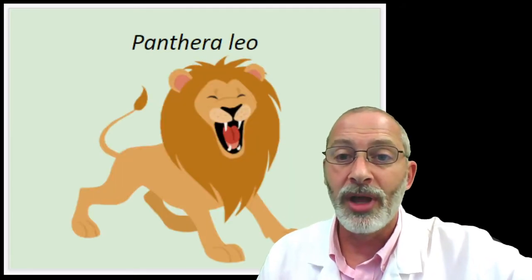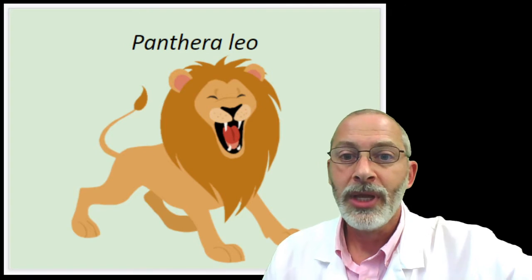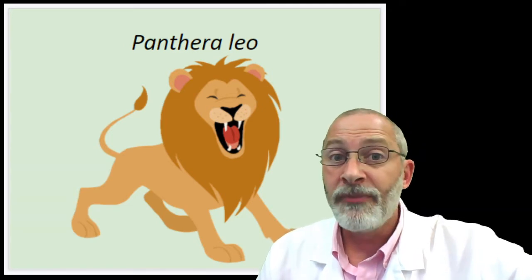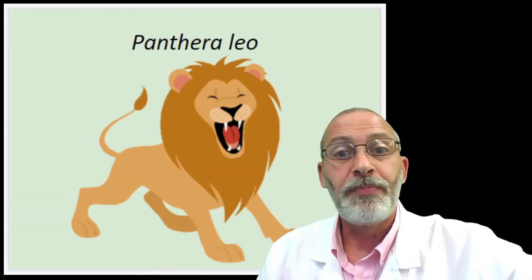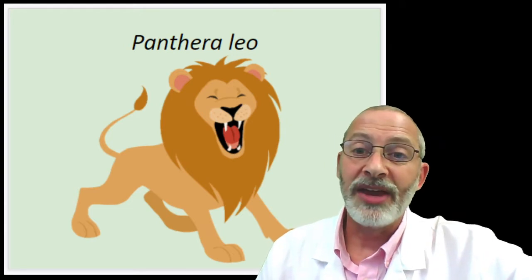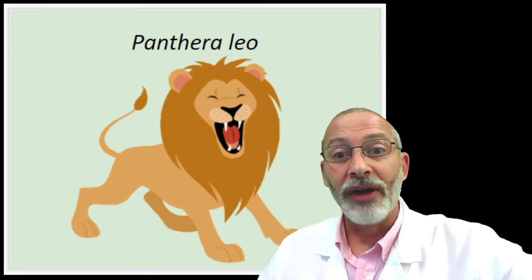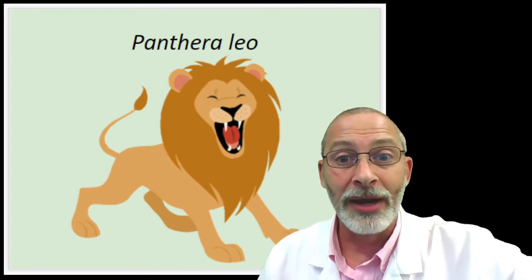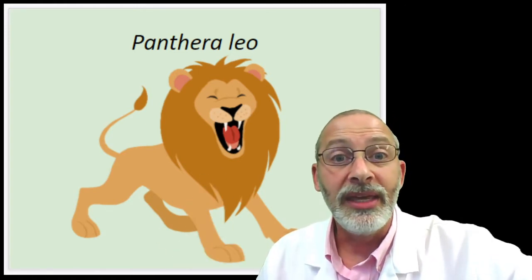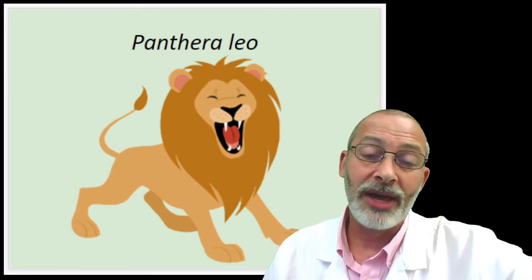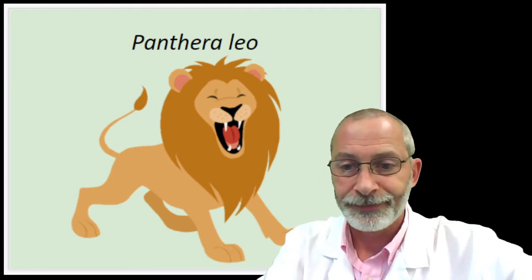Here's an example of a lion. The scientific name for lion is Panthera leo. Panthera leo. Leo is Latin for lion. Panthera is Latin for cat-like animal. Notice the P is capitalized, the letter L is not.